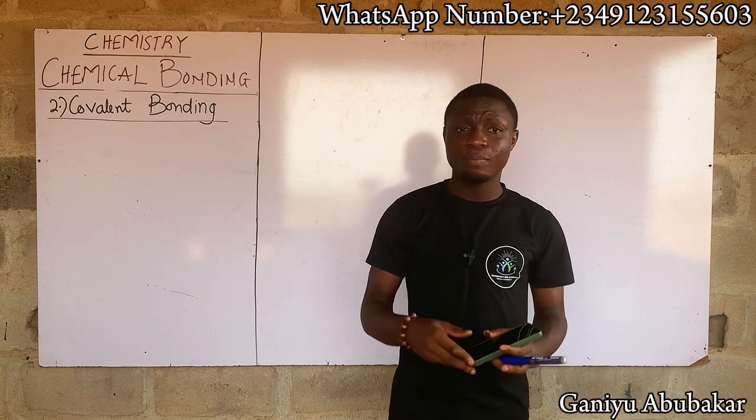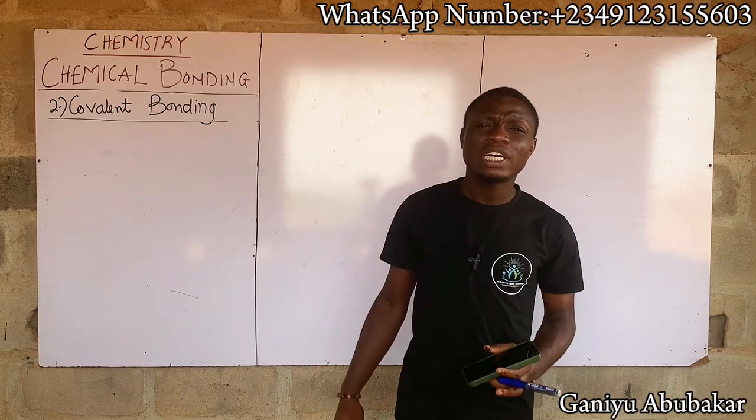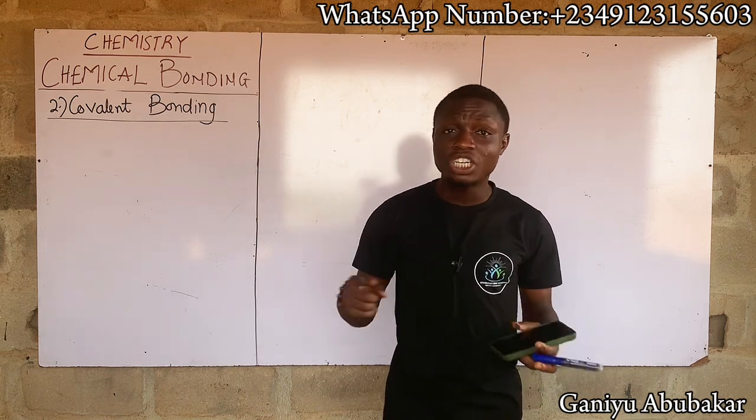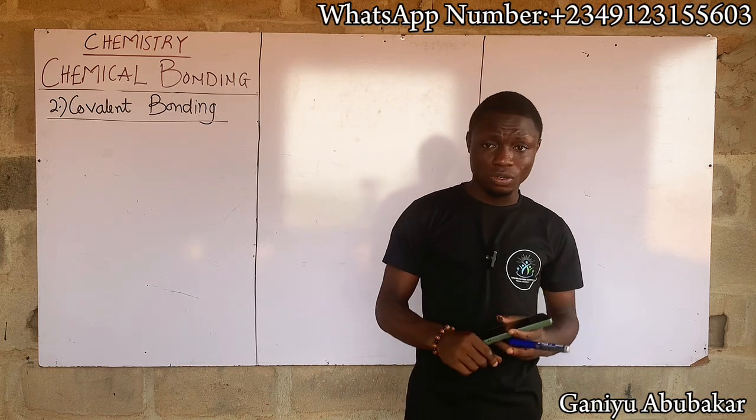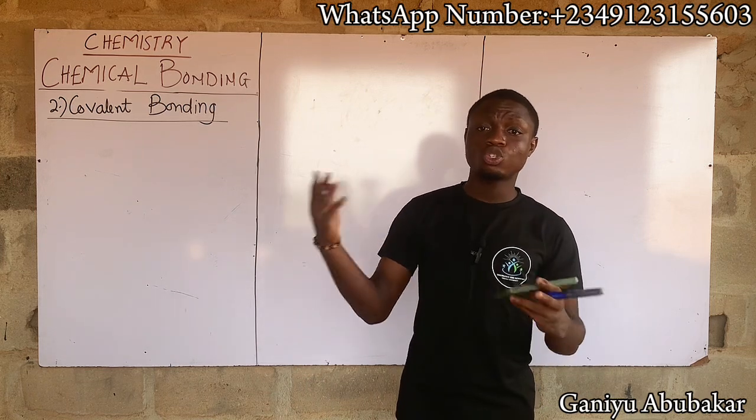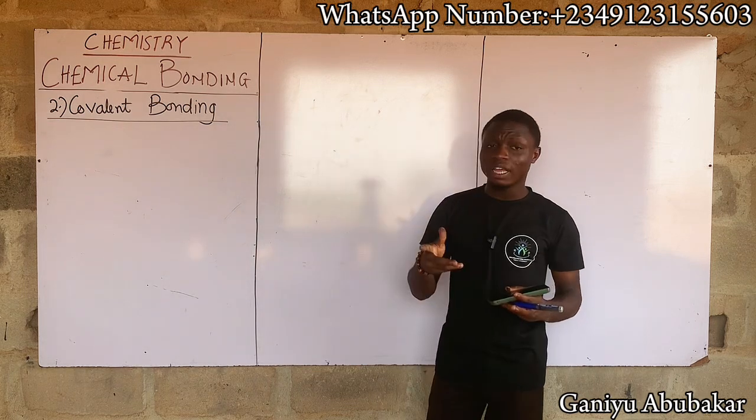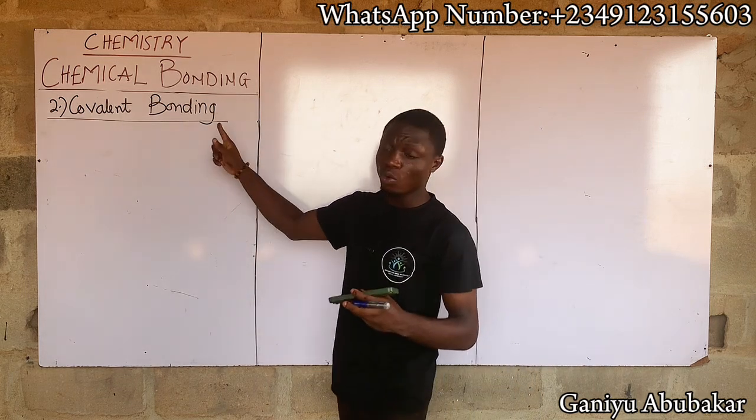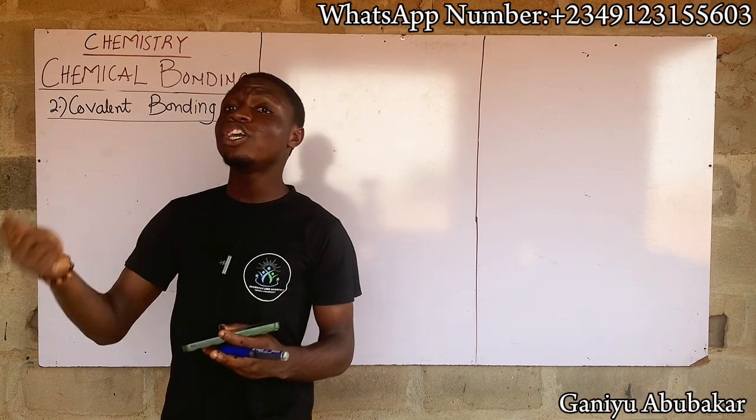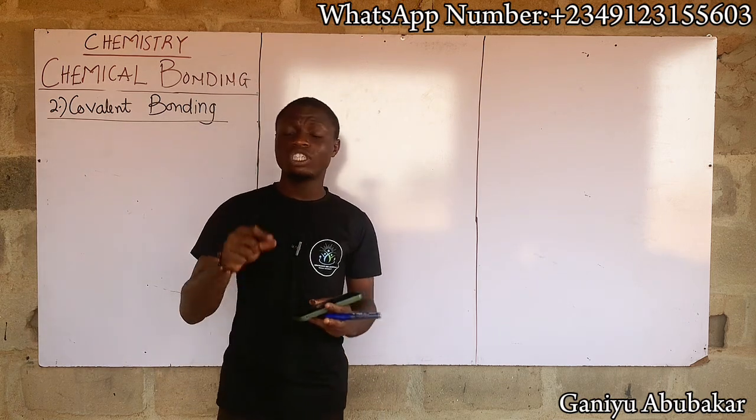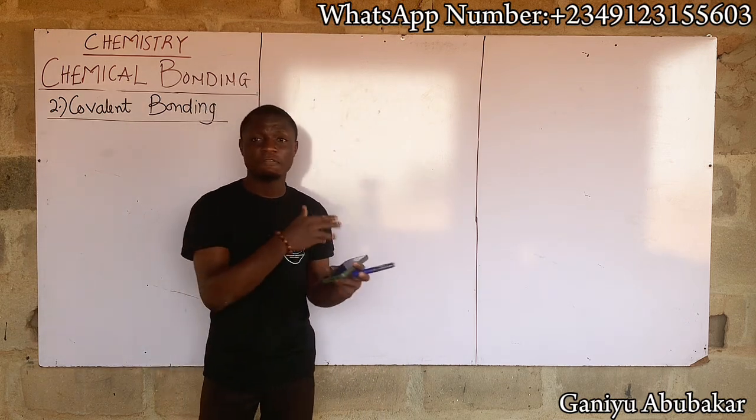Let's look at covalent bonding. Here, we don't transfer. Rather, we share electrons for the two reacting atoms to be stable. So note that the keyword there is share. When it comes to covalent, it's just share. The keyword for the one we did last class, electrovalent, is transfer.